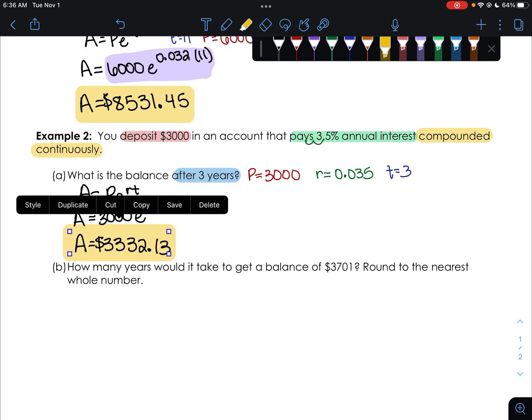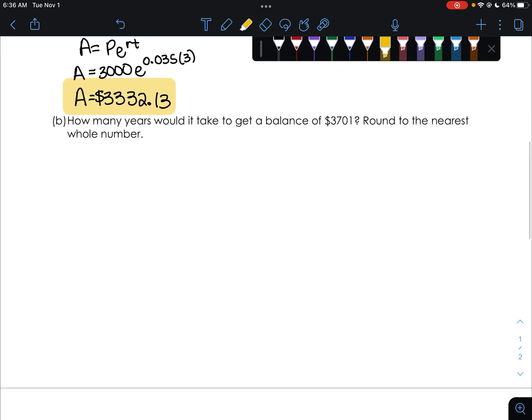Now, looking at Part B, it's a little different. How many years would it take to get a balance of $3,701, rounded to the nearest tenth? So we have a new number right here. This is assuming that Part A never happened. So we still have our principal at $3,000, we still have our rate at 0.035, but now we have our ending balance of $3,701.